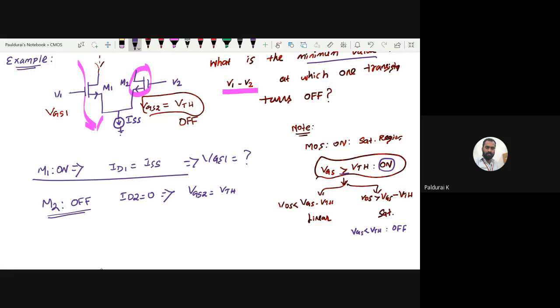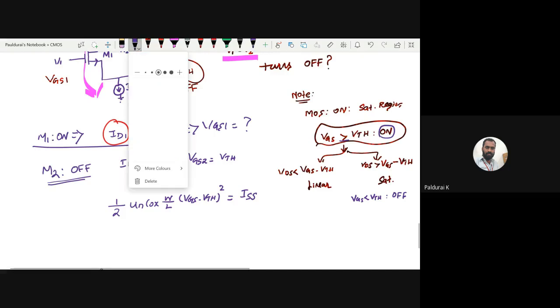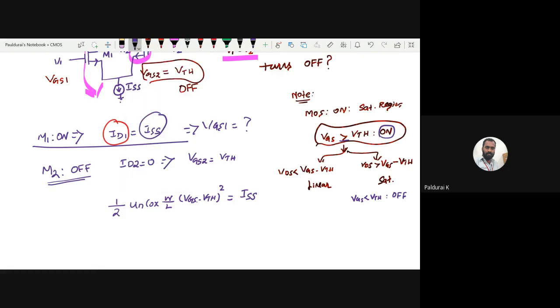So how to calculate? I know this ID1, right? Since M1 is on, it is in saturation. So what is the formula for ID1? Half of mu n Cox W over L, VGS minus VTH the whole square, right? Which equals this ISS. Since M1 is on, it is in the saturation region, so I took the saturation current equation. Since it is M1, I want to call this one VGS1. Okay. So can you find VGS1 this time?